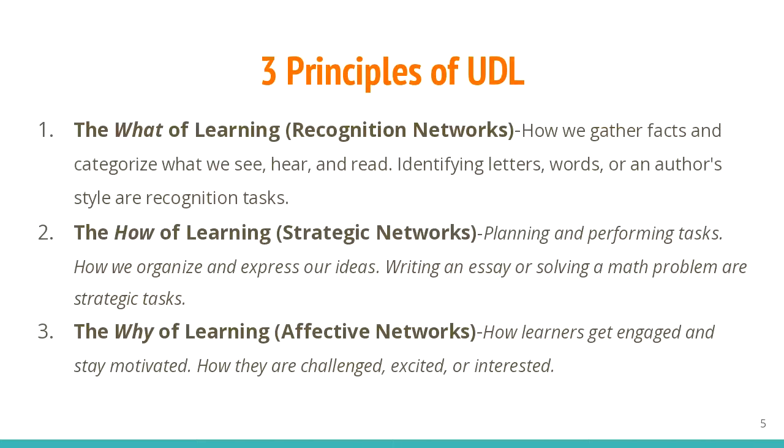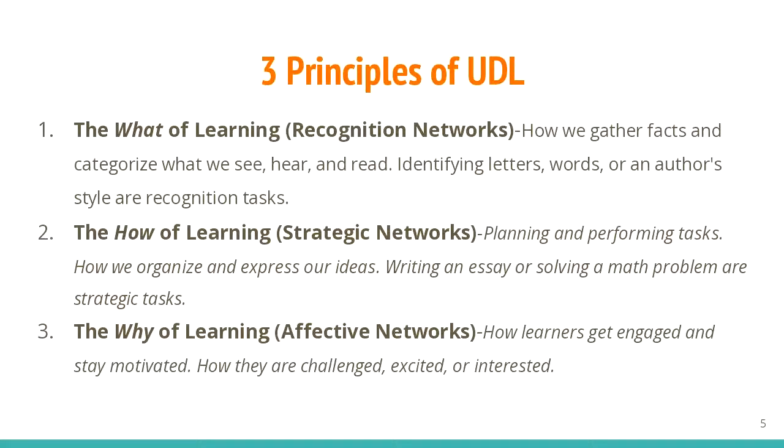There are three different principles when it comes to looking at universal design for learning. The first one is the what of learning: how students and participants recognize and gather facts based upon what they're seeing and hearing in your class. So this has to do mainly with the senses. How are you setting students up so that they are gathering the information, or if they come with prior knowledge, so that they can gather this information to be successful in your course?